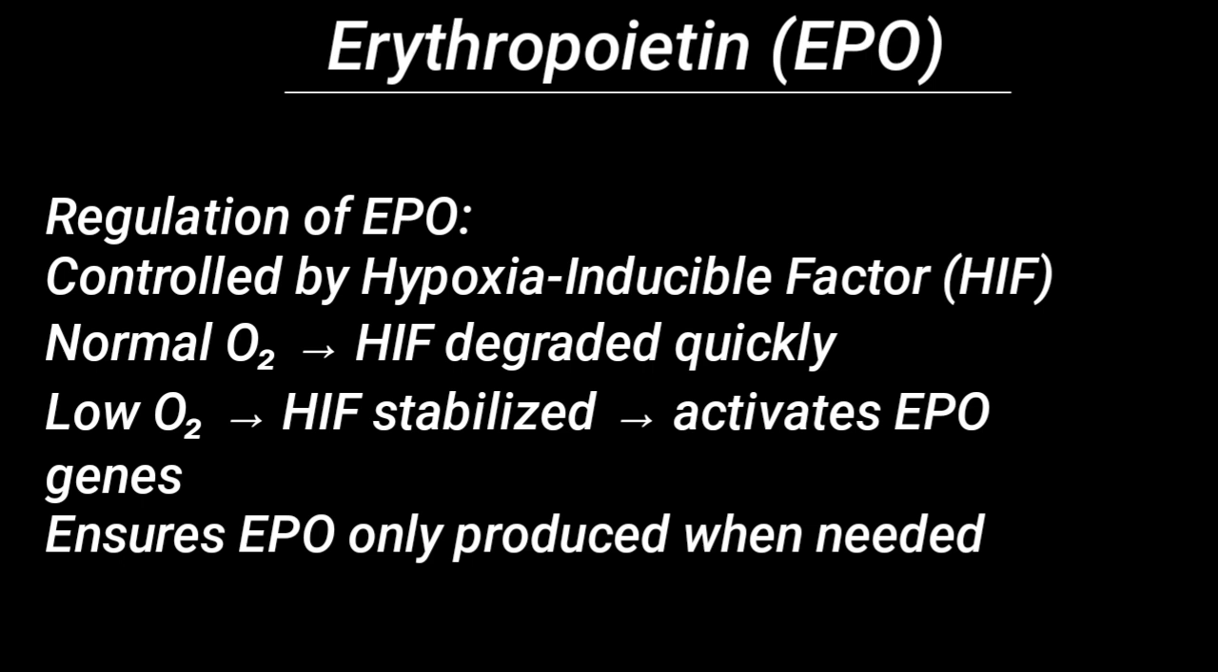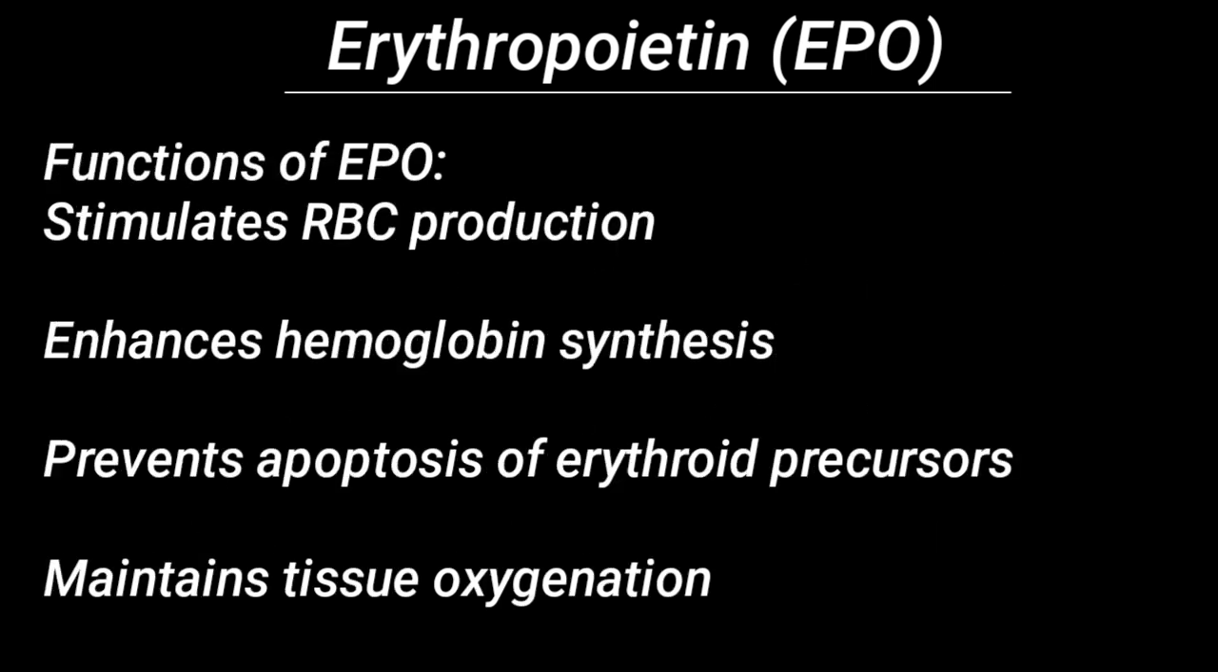Now let's go into the functions of erythropoietin. Now in summary, their major functions include 1. Stimulates red blood cell production, which is its primary role. Number 2, it enhances hemoglobin synthesis, which is more oxygen carrying capacity. And then number 3, it prevents apoptosis of immature erythroid cells in the bone marrow. And then number 4, it supports tissue oxygenation.